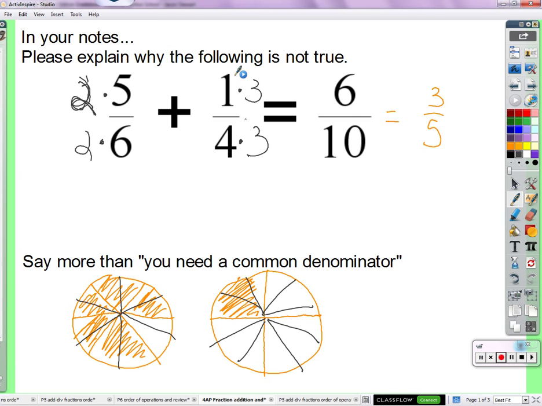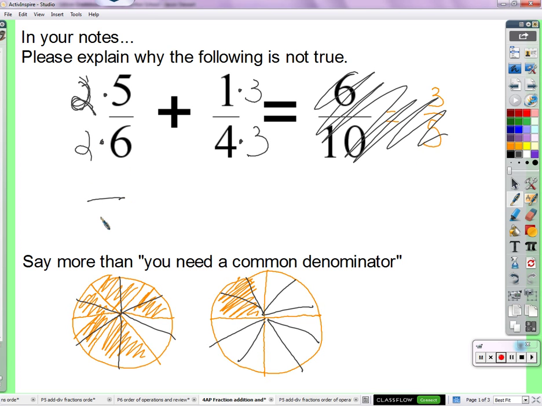This one piece is now 3 pieces. It's not 6/10. We have 12 pieces in the whole. We have 10 of those. Here we took the 4 pieces, cut them into 3 each, so that now we have a whole that's cut into 12 pieces. And we have 3 of those pieces here. So we get 13 twelfths for 1 and 1/12.